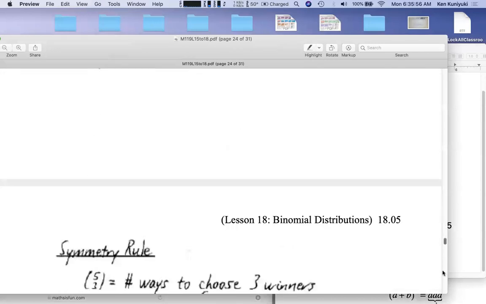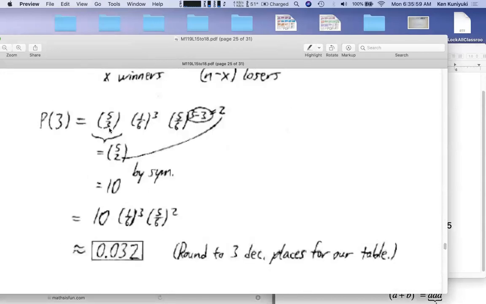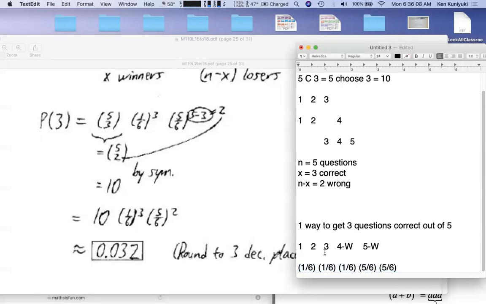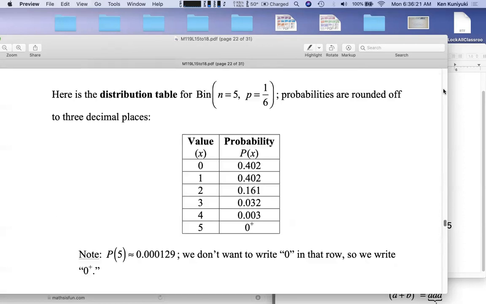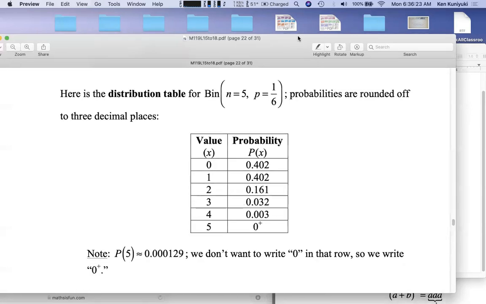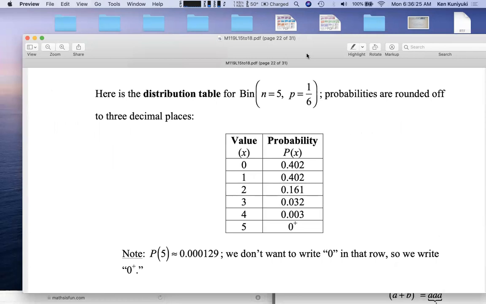Hence, P of 3 looks like this. 10 ways to get 3 questions correct out of 5, 1/6 to the third, 5/6 to the second. We may as well look at this easy case where the 3 questions you get correct are the first 3, but it's the same probability for all 10 ways of getting 3 questions correct out of 5. Again, that's how you get the table. You don't have to know that for homework or exams, and that, my friends, is the binomial distribution.